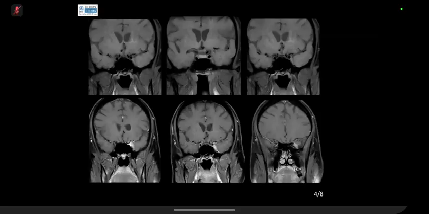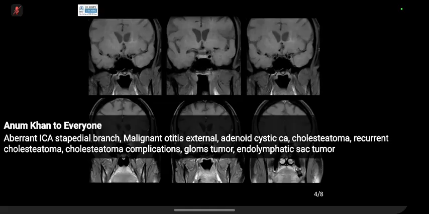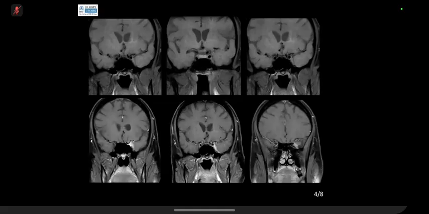So this is the extension of the process into the base of the brain or to the cavernous sinus region. In the first row are the plain coronal sections, and the second row is the post contrast. Here I can see that there is contrast enhancement at the level of the lateral wall of the cavernous sinus, I guess, which is also somewhat abutting the internal carotid artery.